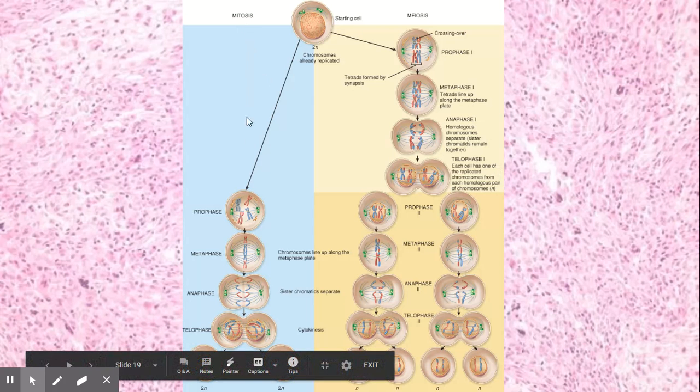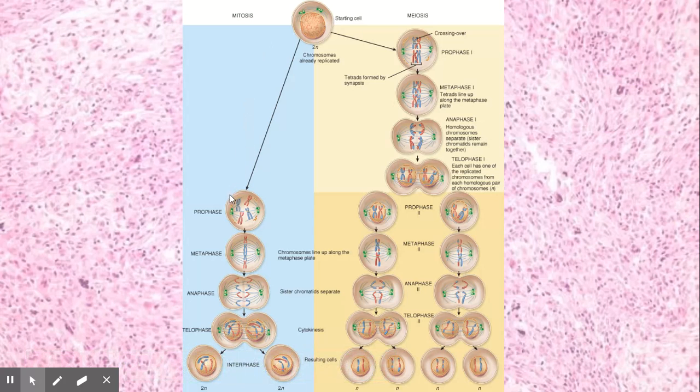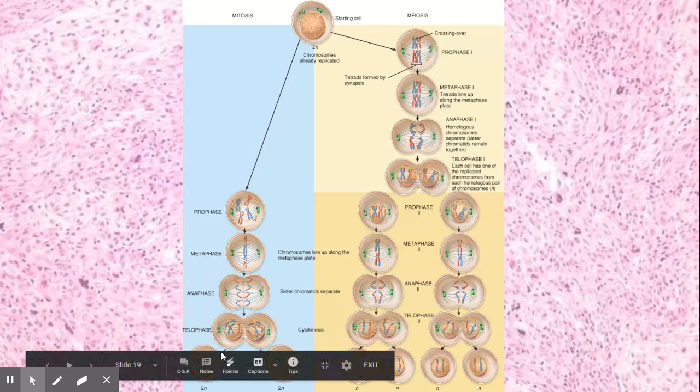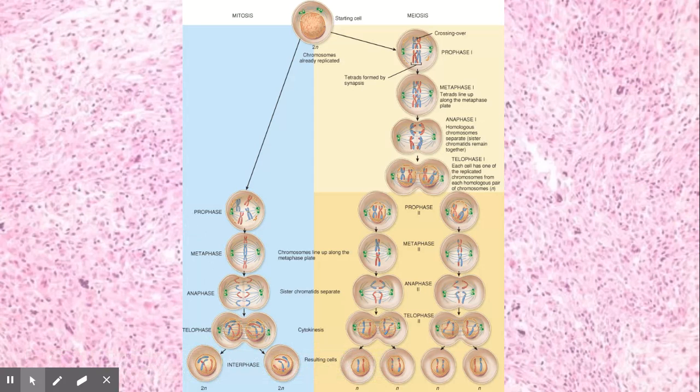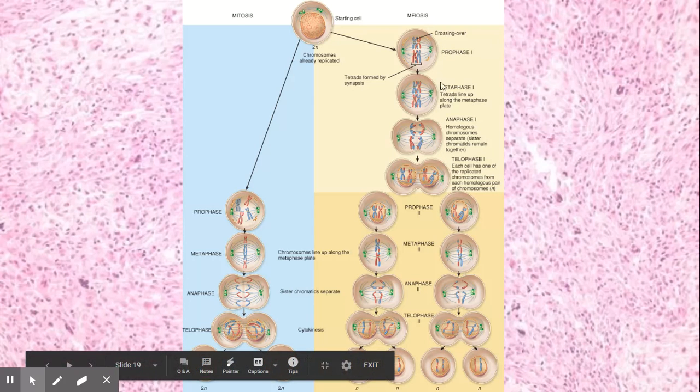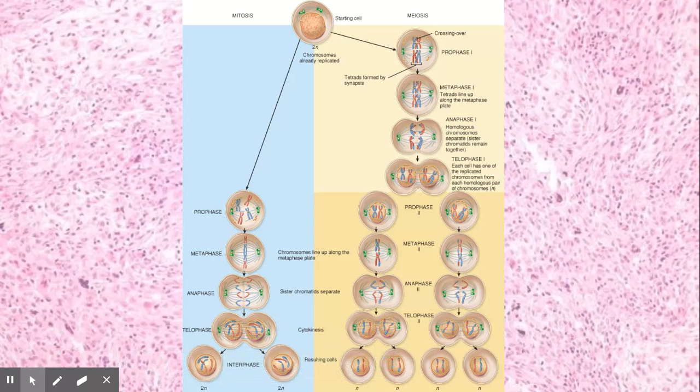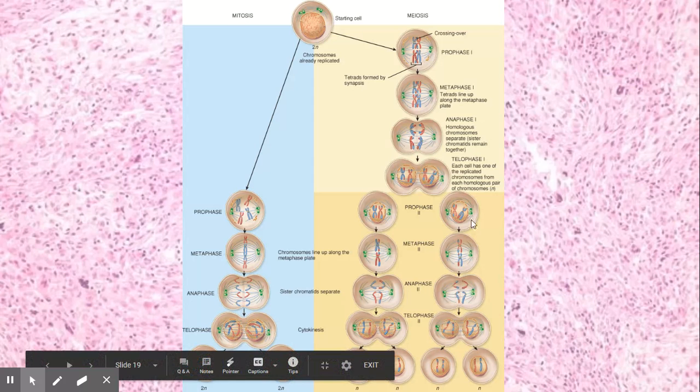So if we compare mitosis with meiosis, in mitosis, each phase happens once and the offspring are identical to the original parent. Meiosis, we go through two phases and the offspring have half of the traits from the parent cell. And here we have 4 haploid cells produced, whereas in mitosis we have 2 diploid cells.